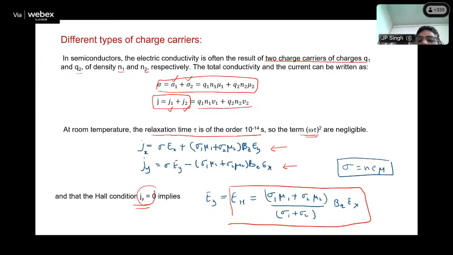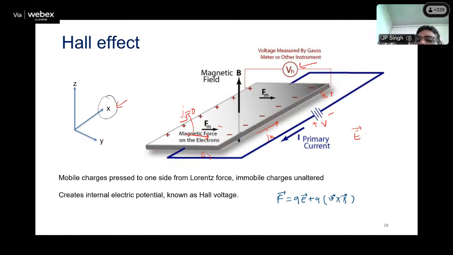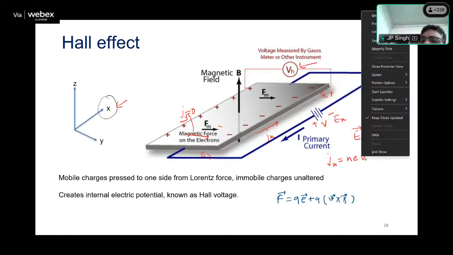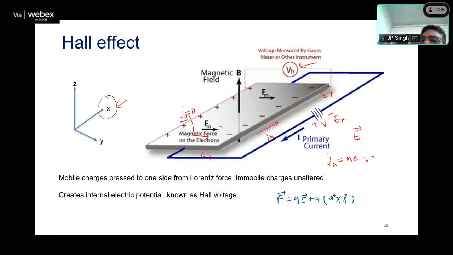This field will have a component in the x direction because of this voltage. We have only applied the field in the x direction, and because of this there will be a current in the x direction, and that current density I can write down as n e mu Ex, or I can write it as sigma times Ex. Okay, so this is the current density in the x direction. Now, this is when you don't apply any magnetic field.